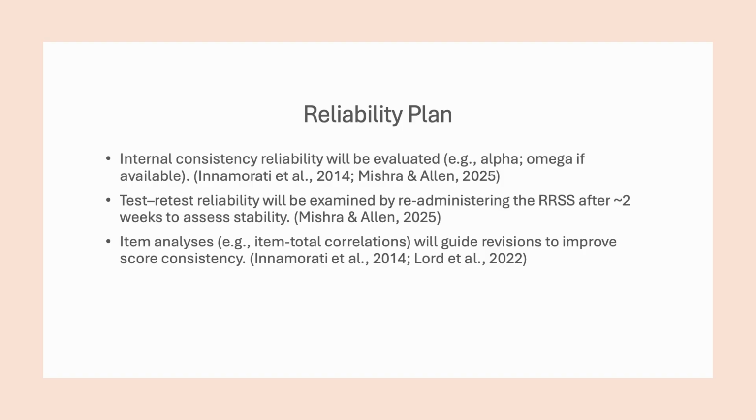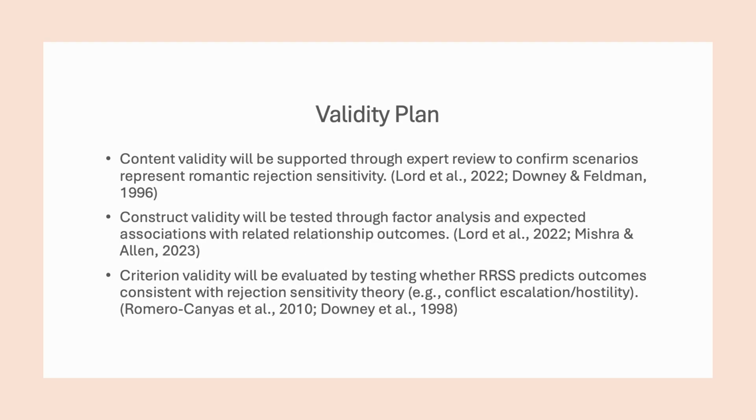The overall goal is to produce a measure where the total score is dependable enough that score differences reflect real differences between people rather than measuring error. Validity evidence will be established in multiple ways. First, content validity will be supported through expert review to confirm that scenarios represent romantic rejection sensitivity specifically.